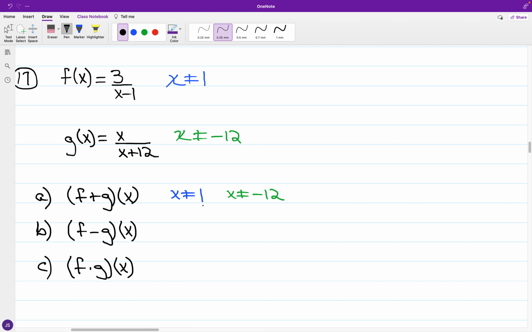And for the domain, it'd be all the other values, before and after and in between negative 12 and 1. So if I were to rank order from smallest to largest, for the domain you're going from negative infinity, approaching the smaller of the excluded values. In this case, that's going to be negative 12.